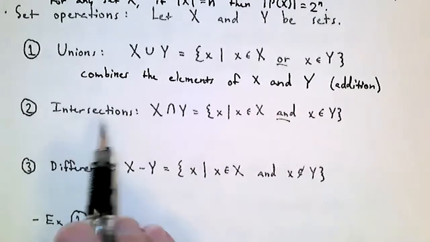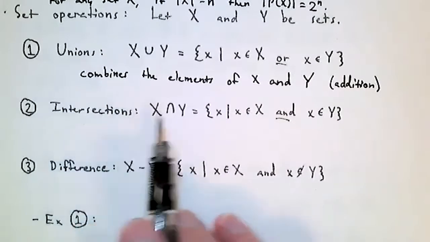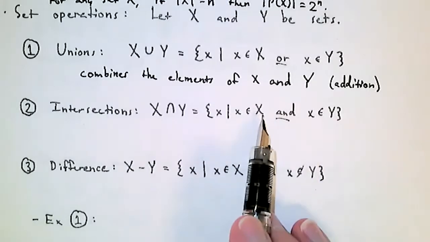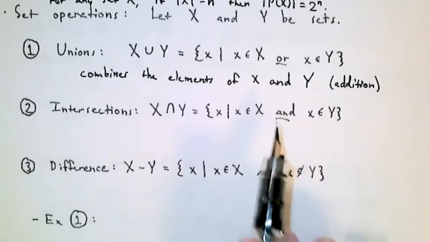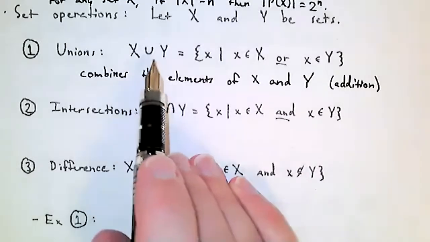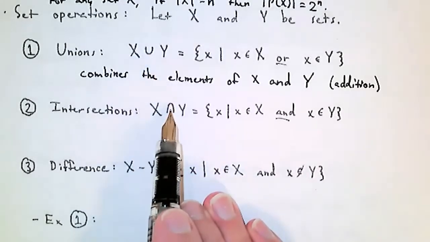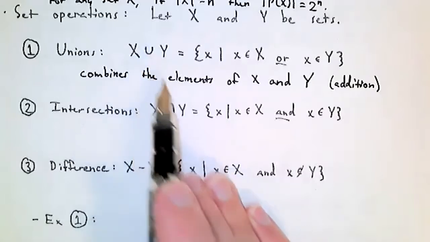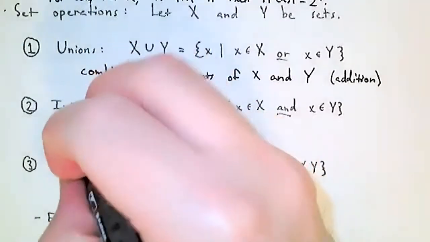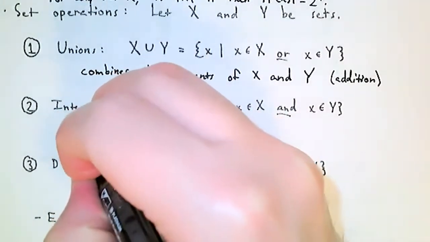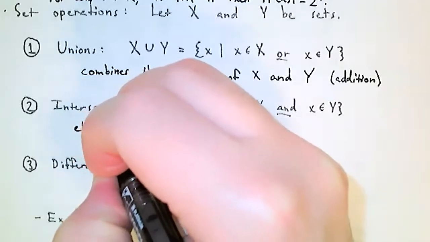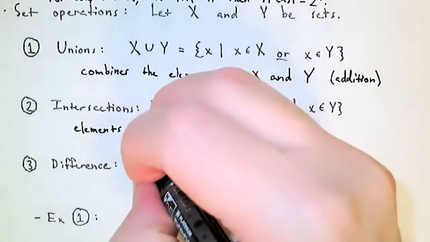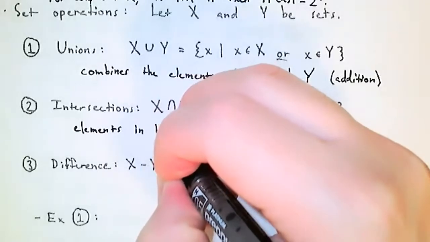An intersection is kind of the opposite of a union. So here we're looking for things that are in both X and Y. And the symbol also gets flipped upside down. So its symbol is also the opposite of a union. And the way to think about an intersection, it says all of the elements in both sets.